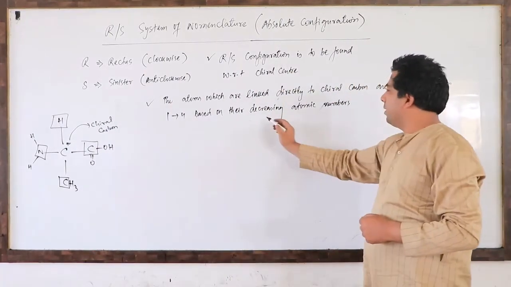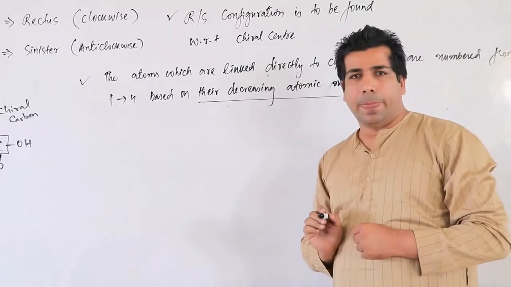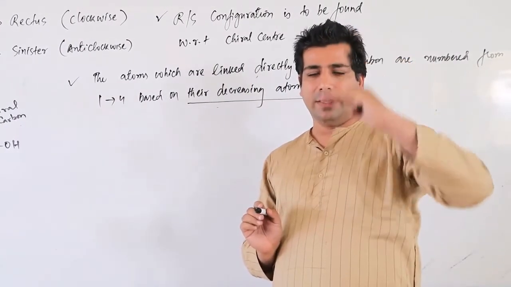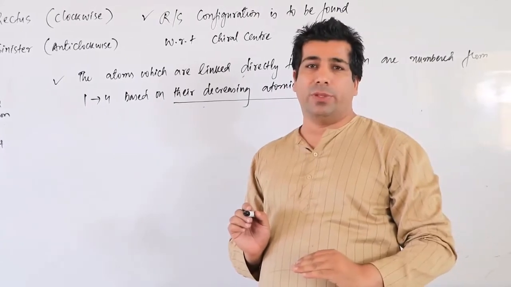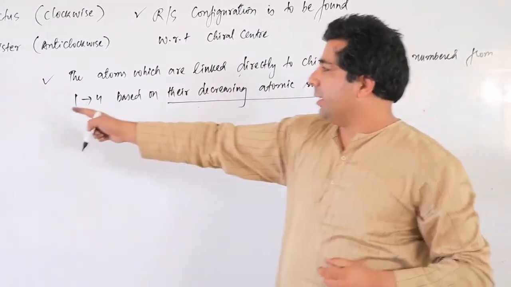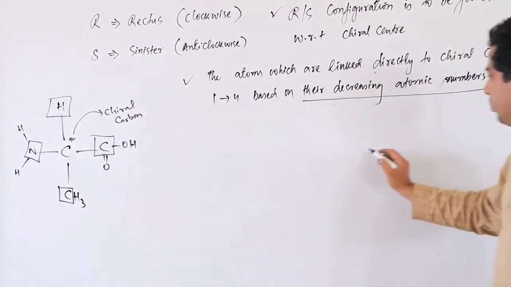on their decreasing atomic numbers. Okay, so we have to write down first the highest atomic number, then finally the lowest atomic number. So decreasing order of atomic numbers. Correct? Have a look. Let's take these 4 groups. Okay, the 4 groups we have.